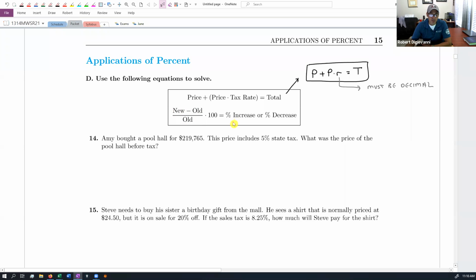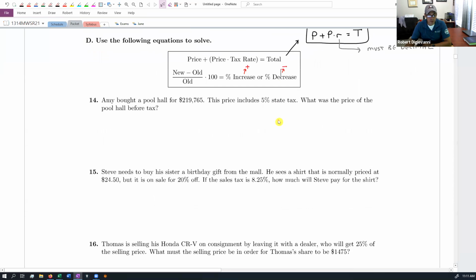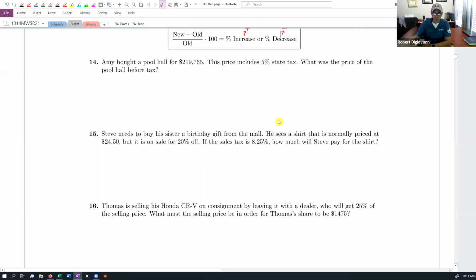Now, if this turns out to be a positive number, that means that it went up. And if it turns out to be a negative number, then that means it went down, it decreased. And that's it. Those are the two formulas we're going to use for this section. So let's take a look at the first problem here.